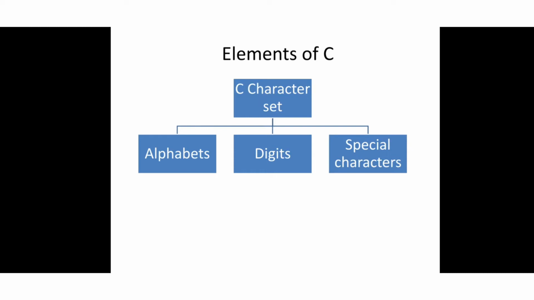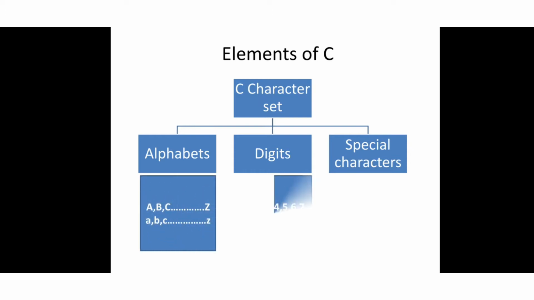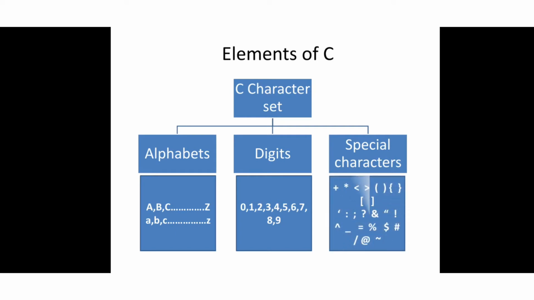The first is the C character set. All alphabets from A to Z, either in small or capital case, come in this category. Digits from 0 to 9 with special characters like plus, minus, asterisk, hash, ampersand, parenthesis are called the C character set.